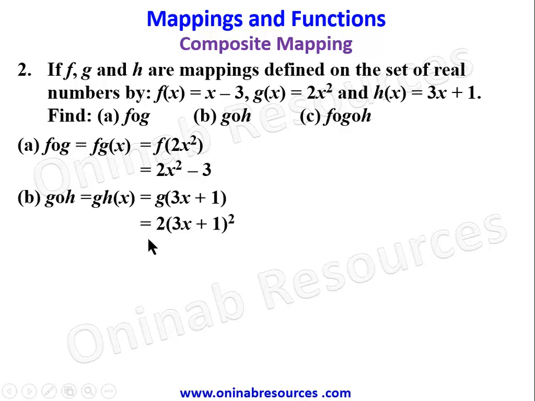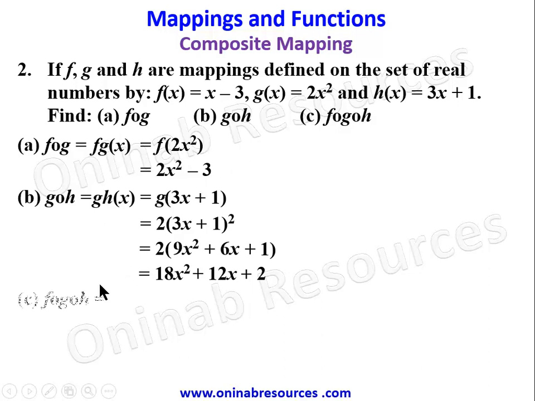So expanding this, we have a 2. Here we have 3x times 3x, which gives 9x squared. 3x times 1, that is 3x, multiplied by 2 will give us 6x, and 1 squared is 1. Then finally expanding, we have 18x squared plus 12x plus 2, which gives gh.